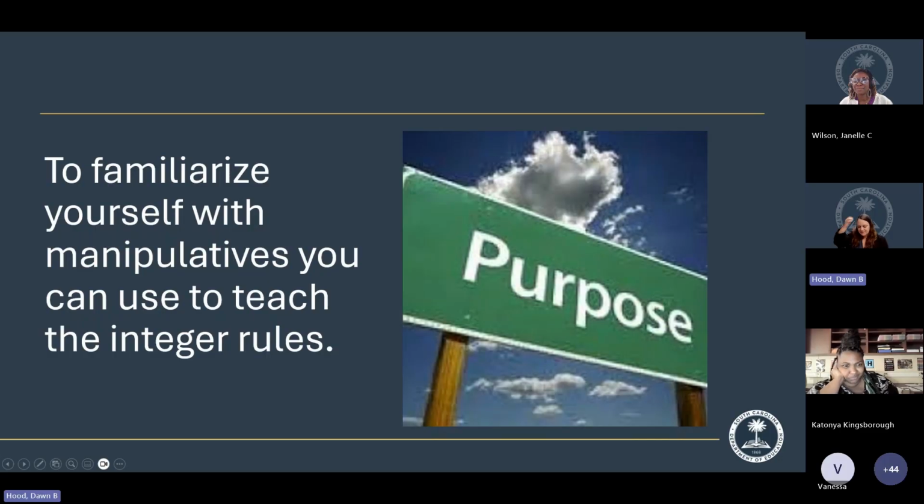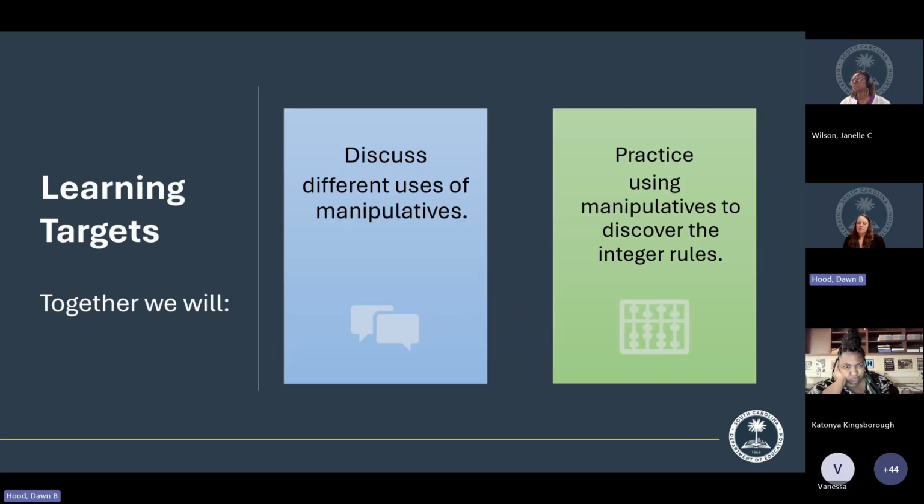All right, today's purpose. I want to familiarize you with some manipulatives that you can use to teach integer rules and how you can help the students discover those rules instead of just giving them the rules. Our learning targets are to discuss the different uses of manipulatives, what we can use if we don't have exactly what I've got here today, and some different ways to show how to do integer operations. And then we're going to practice. We're going to play around with them today.